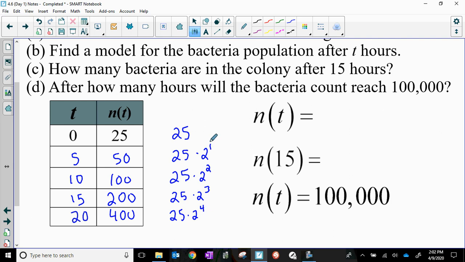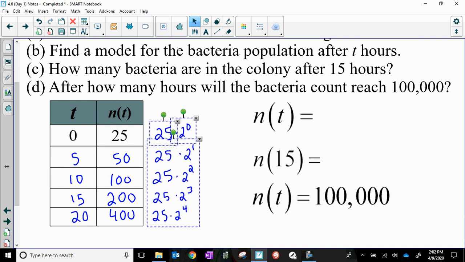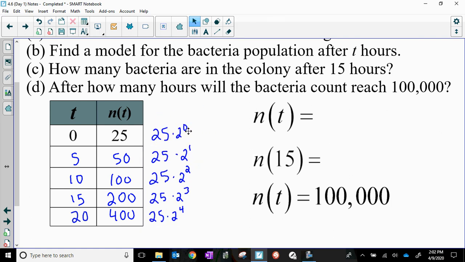Okay, so I'm going to put the 1 there for timesing by 2 the 1 time. So this means I times by 2 0 times. So I can see that we have 0, 1, 2, 3, 4 as the only thing that's changing. Okay, so if I just put those over here, what I want to do is turn the 0, 1, 2, 3, 4 into something that I can actually use over here. Let's rewrite these. I want to turn these 0, 1, 2, 3, 4 into 0, 5, 10, 15, 20.